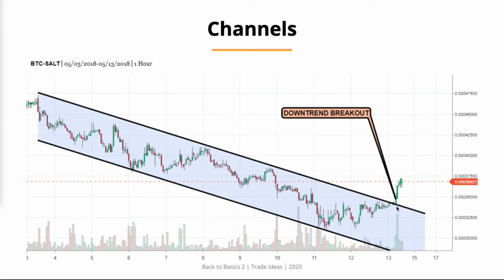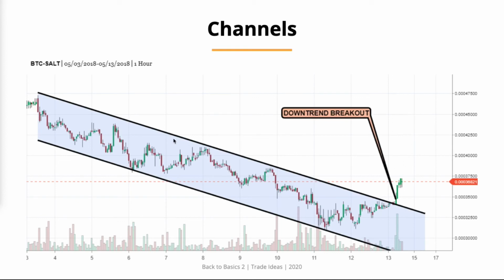And then people will either put their stop below the channel, or they'll put their stop right inside the channel and say, if it gets out of the channel and then comes back in, I'll get out, and I'll get back in if it gets back out of the channel again. And you can see what a pretty massive return this could be.